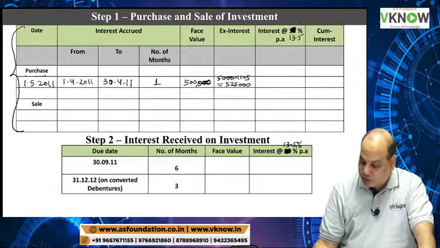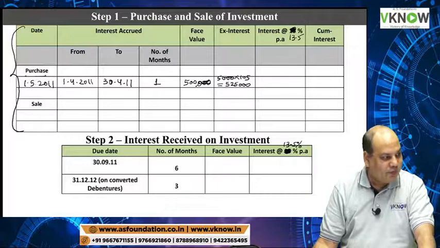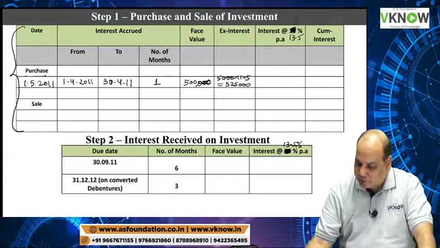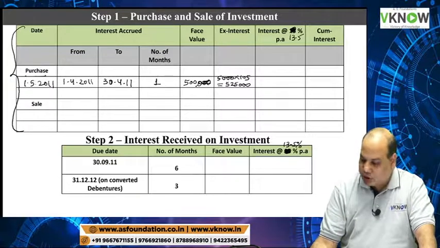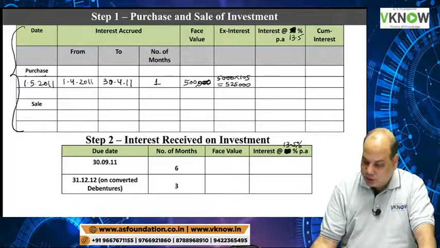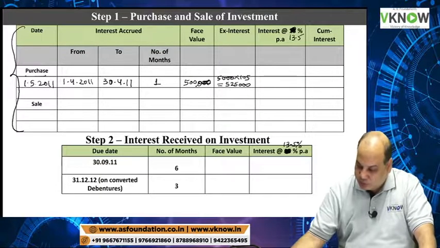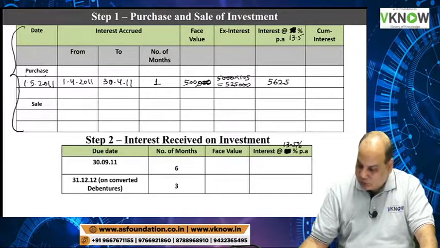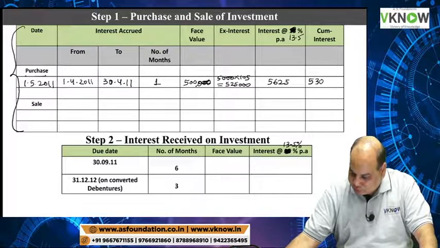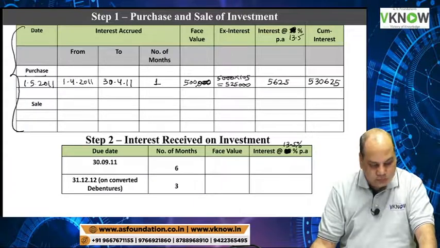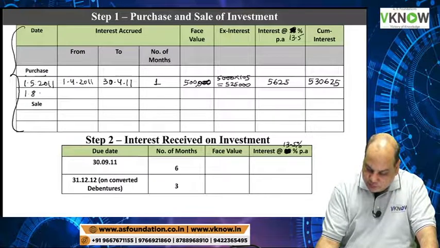And then interest at the rate of 13.5%. Take 5 lakh into 13.5% into 1 by 12. So the interest amount is 5625, and the total is 530625.